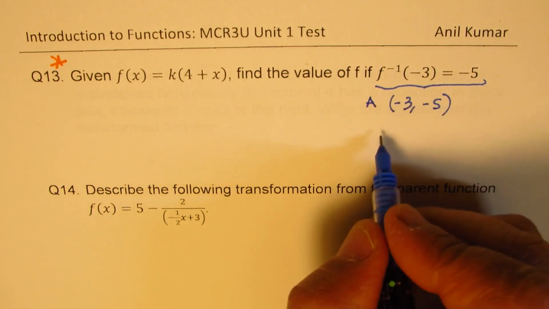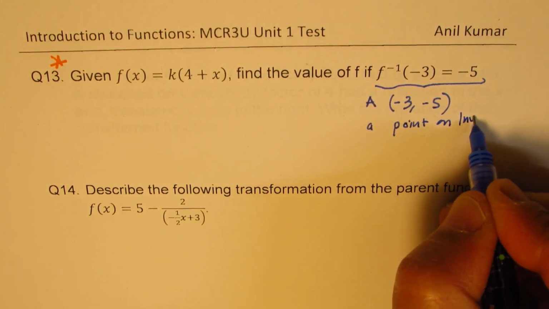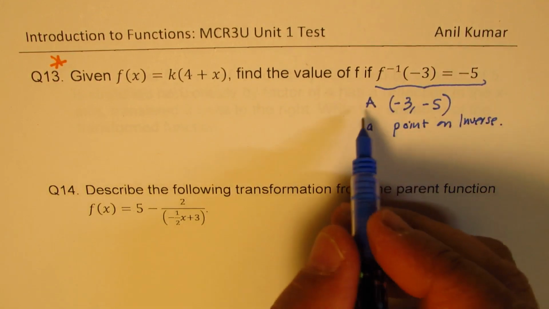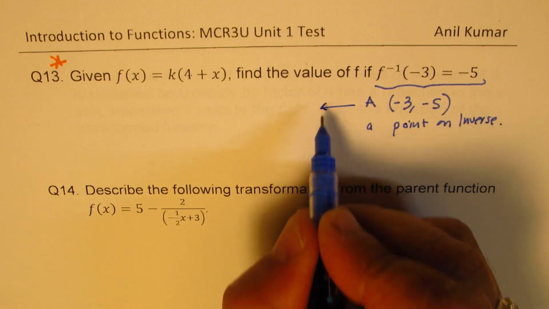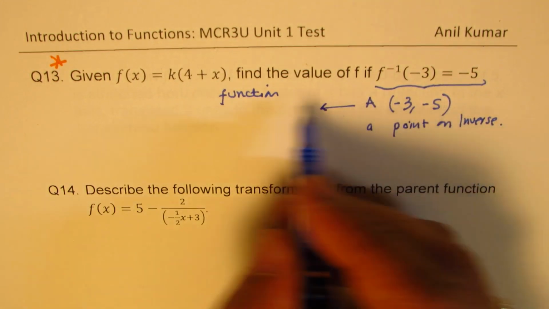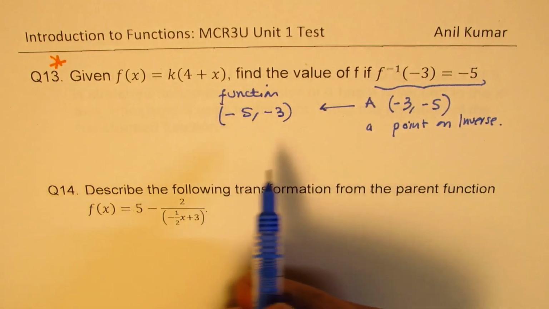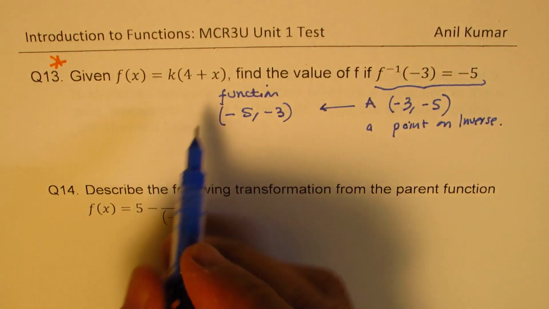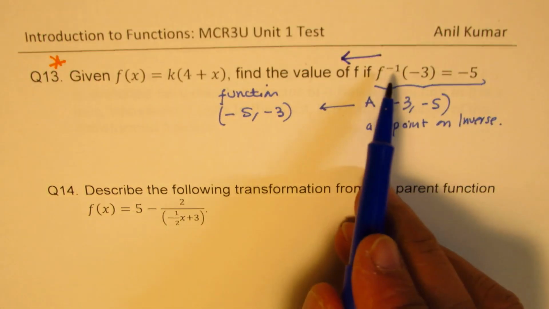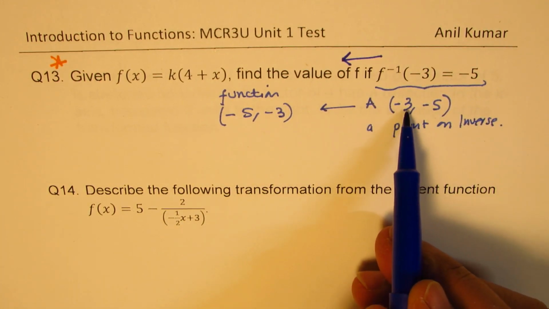So A is a point on the inverse function. So what will be this point on the function? We need to swap, right? So it becomes minus 5, minus 3. Does it make sense to you? So you need to swap to get a point on the function. So we are moving from left to right in this case to solve. We found that the point on the inverse, so we're doing the reverse.